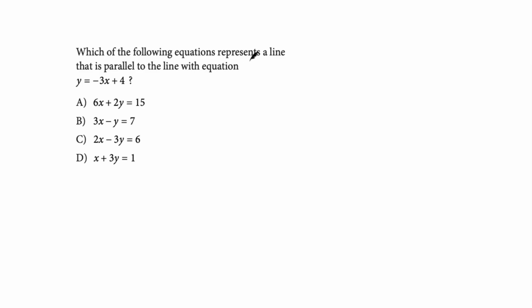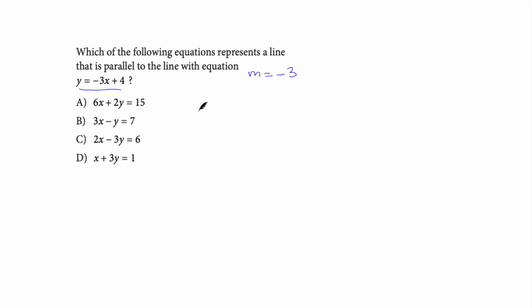And we have another question. The more practice you do, the better grade you will get. Very simple. Which of the following equations represents a line that is parallel to the line with equation this? We know the drill with parallel lines. Their gradients are equal. Very simple. So what's the gradient of this line? It is m equals minus 3. So if a line is parallel to this line, it should also have the same gradient.